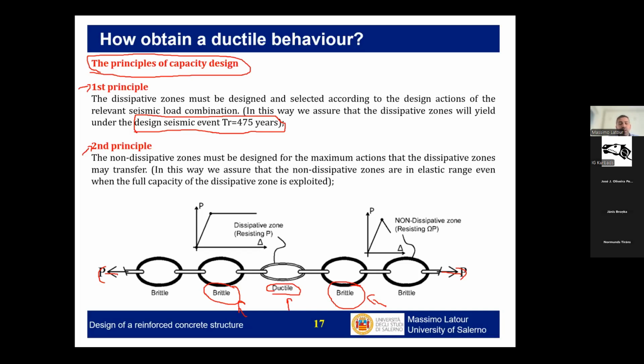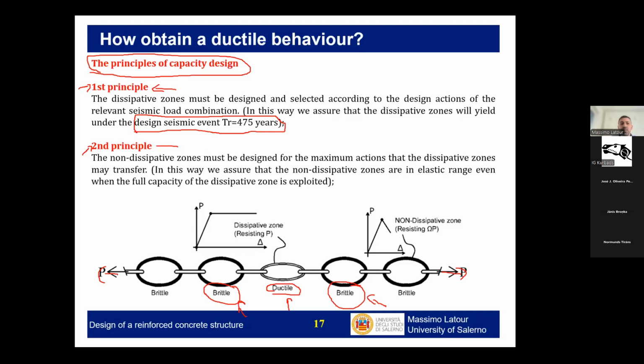So the ductile part has to be also the part that hierarchically is governing the resistance of the structure. So the one with less resistance, if we can say in this way. So the principles are two. As the first principle, I have to design with the design-based earthquake the dissipative part, the beam. So my design will start from the design of the beams.